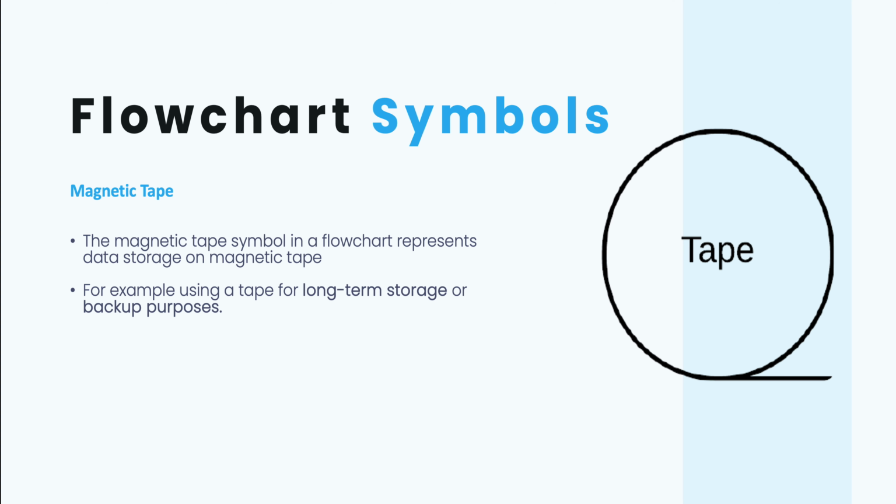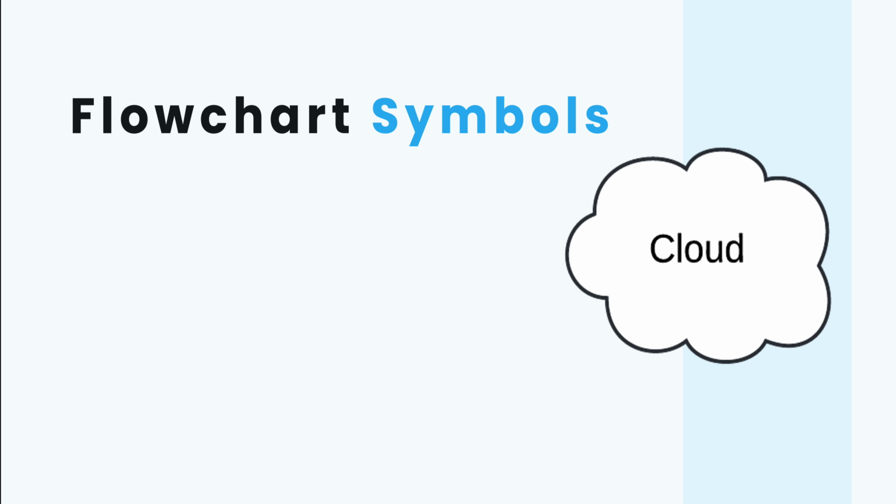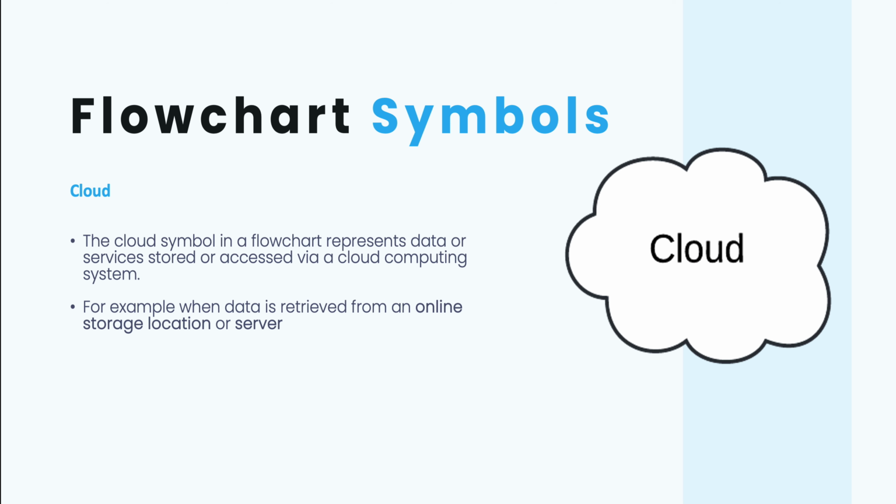Tape. So this symbol represents magnetic tape. So it's all about data storage on a magnetic tape. An example of this would be for long-term storage that you don't need at your fingertips. You can put that onto magnetic tape. Cloud. So the cloud symbol represents data or services stored or accessed via cloud computing. Our biggest example of this would be an online storage location or server, for example, Google Drive.